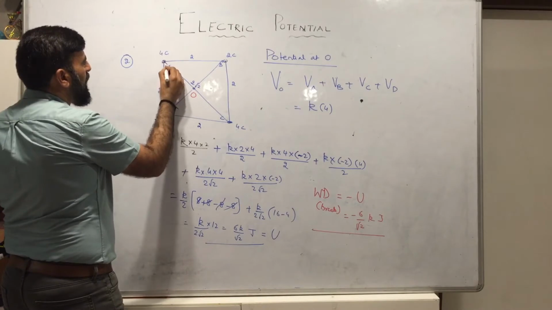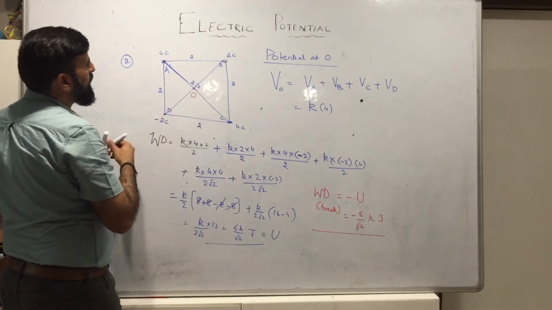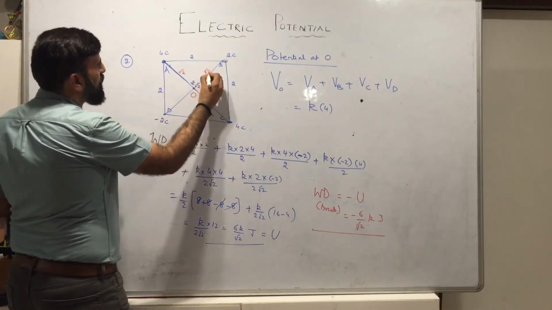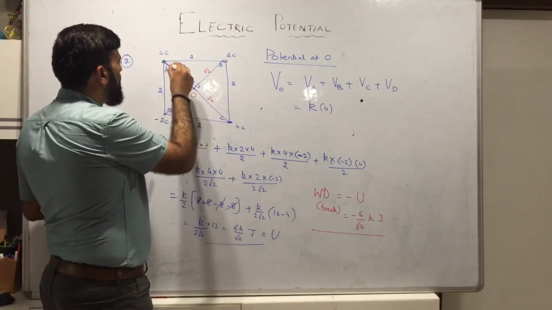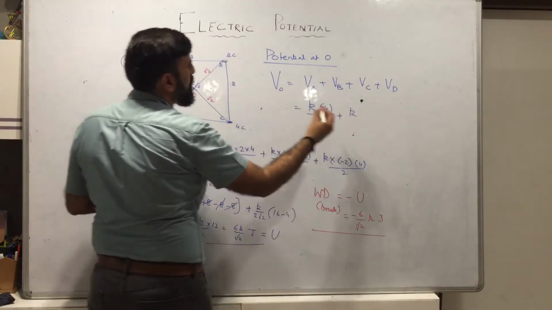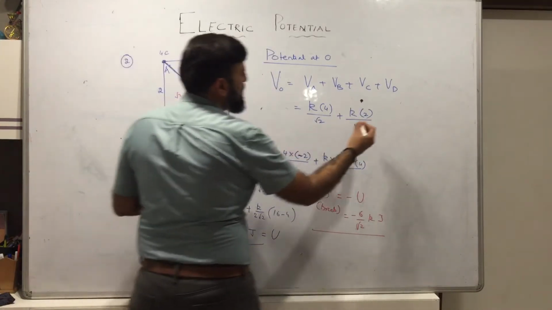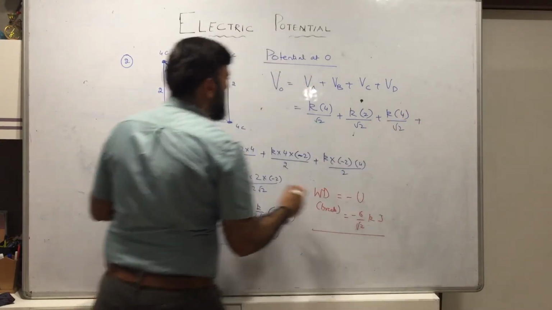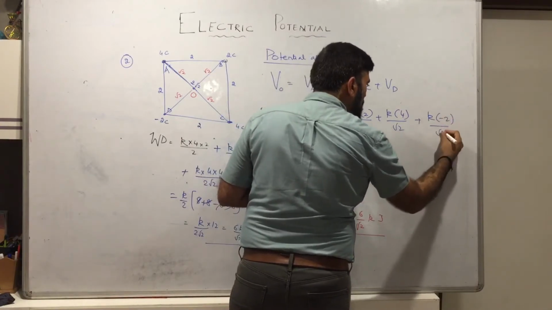This point is A. Now what will be this distance? Since the whole diagonal is 2 root 2, OA distance will be 2 root 2 divided by 2. So this is root 2, even this is root 2, this is root 2, and this is root 2. Fine. So k into 4 upon root 2 plus k into 2 upon root 2 plus k into 4 upon root 2 plus the last one is k into minus 2 upon root 2.